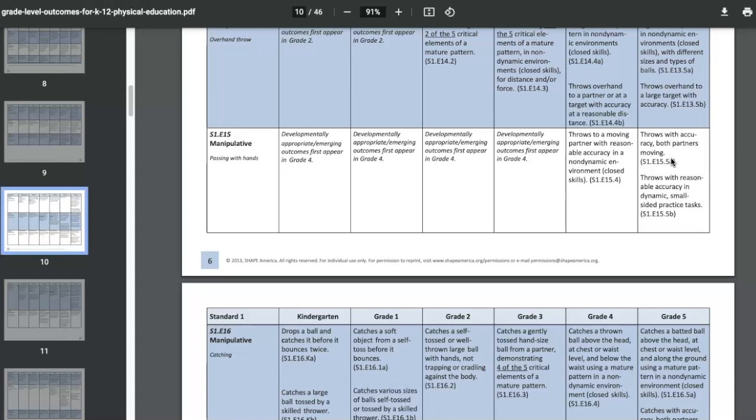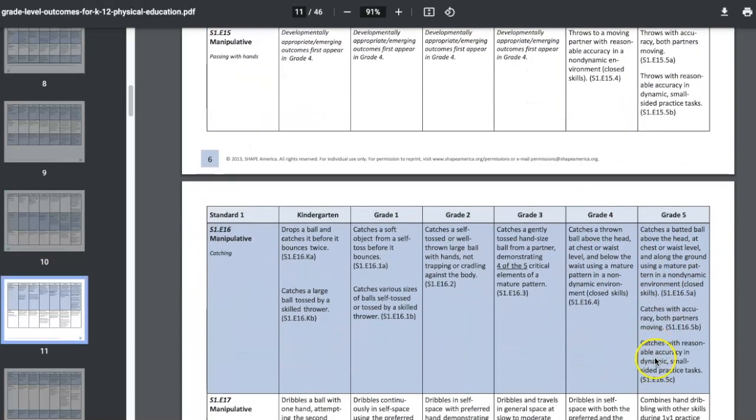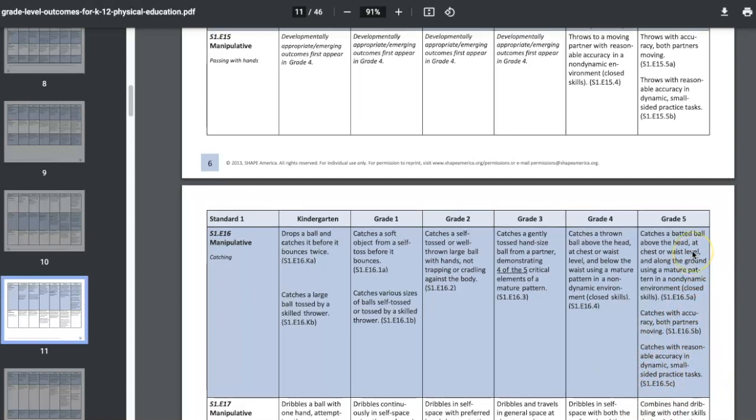And then for the final lessons in this unit, we're going to play a modified version of the game handball. Students will throw into a goal, split in teams, again, heterogeneous groups, to make the teams as fair as possible. They're going to pass to a teammate who is moving. Both of them will be moving, so they will catch the ball, throw in chest to waist level. They will catch with accuracy with both partners moving. They will be, again, catching in a dynamic environment.